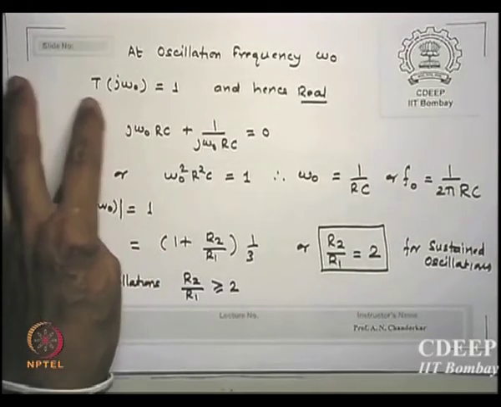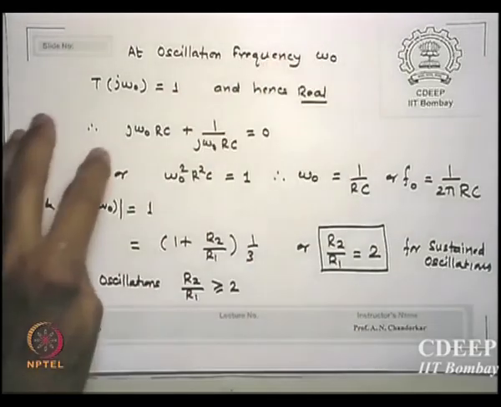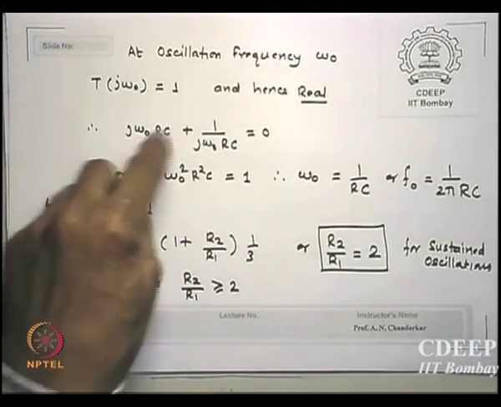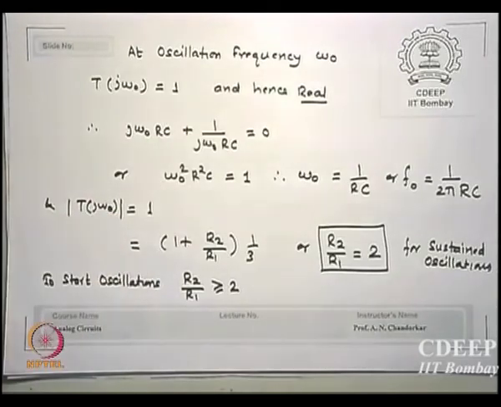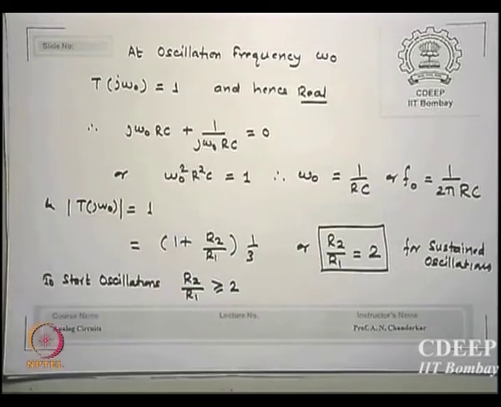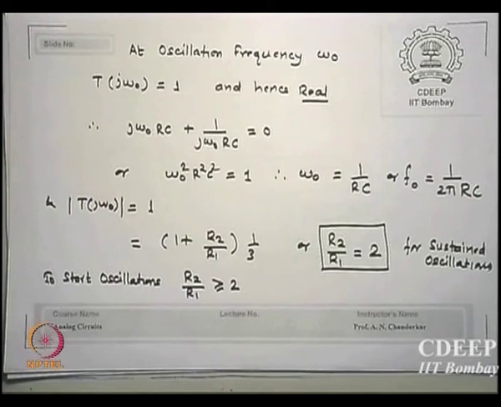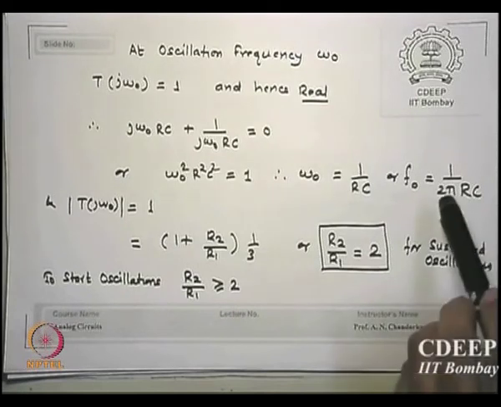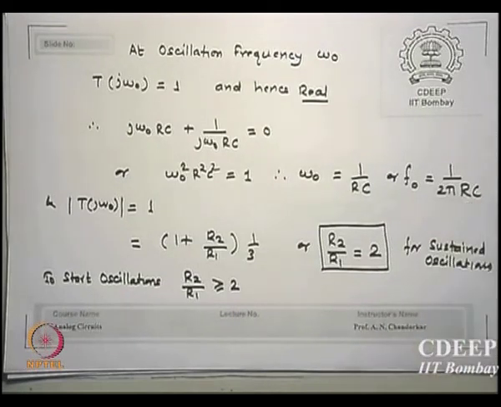For Barkhausen criteria, T(j omega) should be 1 and hence real, and the imaginary be 0. So j omega 0 RC plus 1 upon j omega 0 RC is equal to 0, or omega 0 square R square C square is equal to 1. So omega 0 is 1 upon RC, or the frequency of oscillation is 1 upon 2 pi RC. Is that okay? So adjusting R and C, I can adjust the frequency. Is that okay? In an integrated circuit, how could I have realized R? By what method? I just did last time.